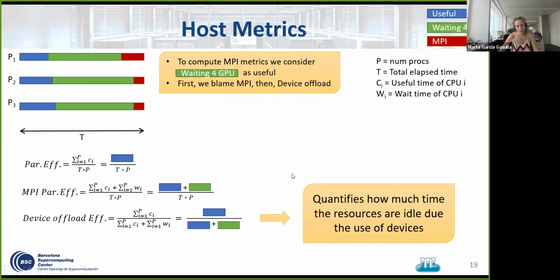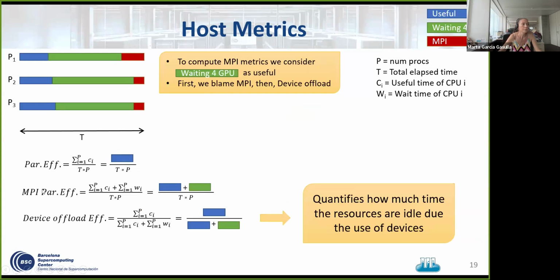So how do we compute the different metrics? Now that we have defined the states, the host metrics have changed a bit because we have added one state. The parallel efficiency is computed as before. We add all the useful time and divide it by the total time, and this still gives us how much time I'm using the resources to do useful work.